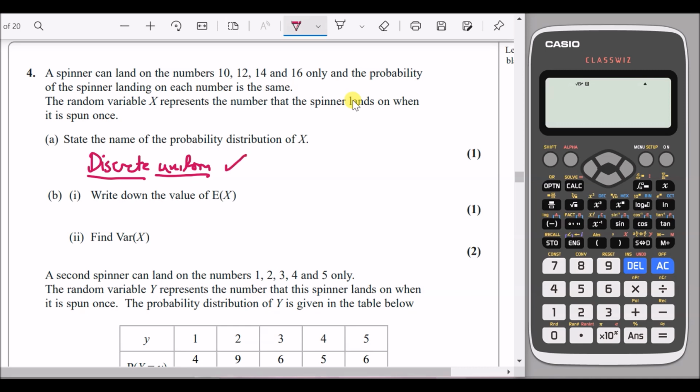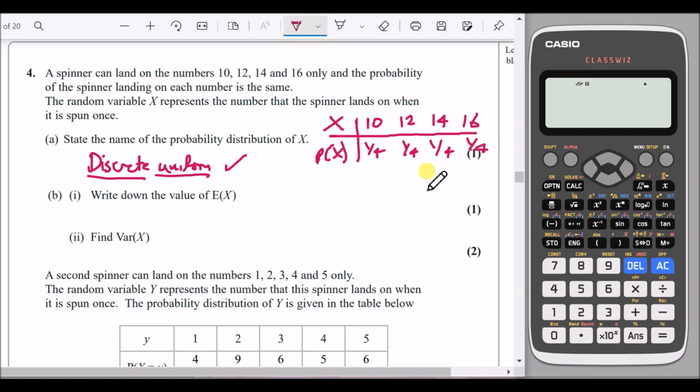Okay, and if it helps, it's good to actually specify this by drawing a table. We can call the top part x, and the other the probability of getting that x value. We know that each x value could be 10, 12, 14, or 16, and each probability is a quarter. So this is what makes it a discrete uniform: discrete because the values are fixed, uniform because it's the same throughout.